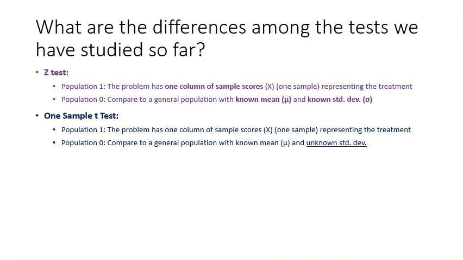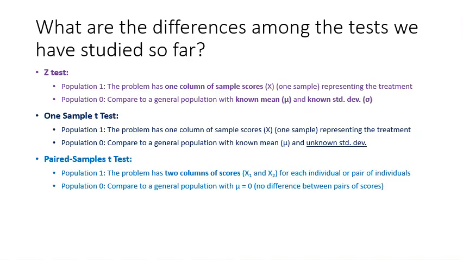Then we started with a one sample t-test, and in that situation, population 1 still had one column of sample scores, one sample representing the treatment, but we were comparing it to a general population where we knew the mean, but we didn't know the standard deviation. So we had to estimate it from the sample. In the Paired Samples t-test, we had two columns of scores, X1 and X2, for each individual or pair of individuals. And we were comparing it to a general population with mu equals 0, no difference between the pairs of scores. And since it's a t-test, we had to estimate the spread.